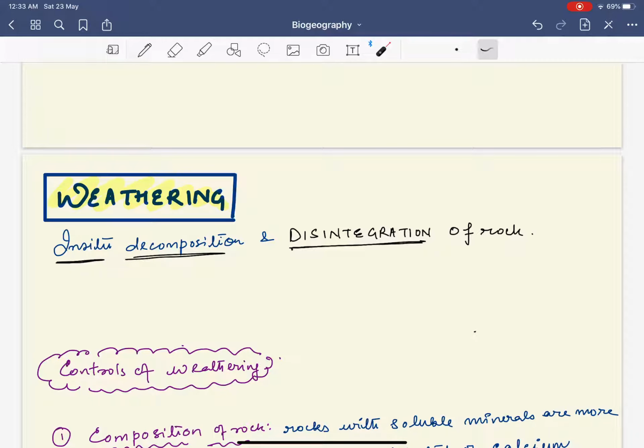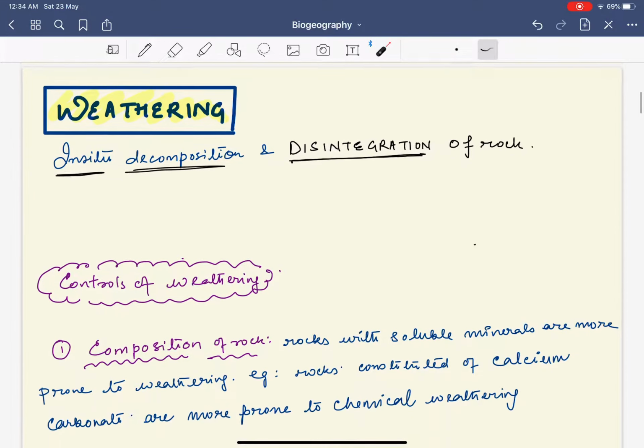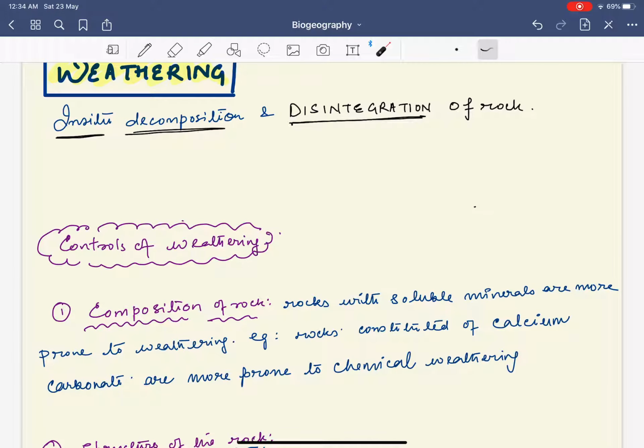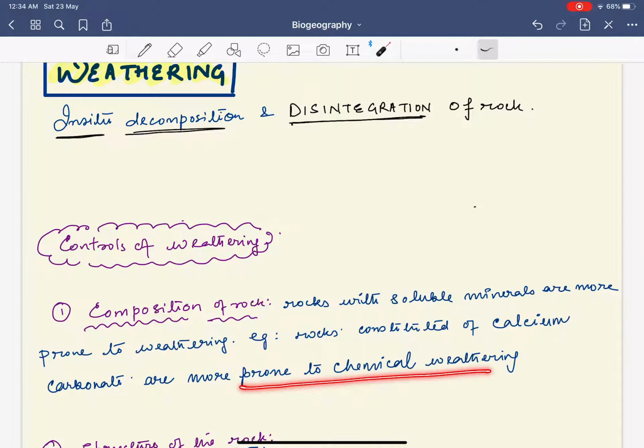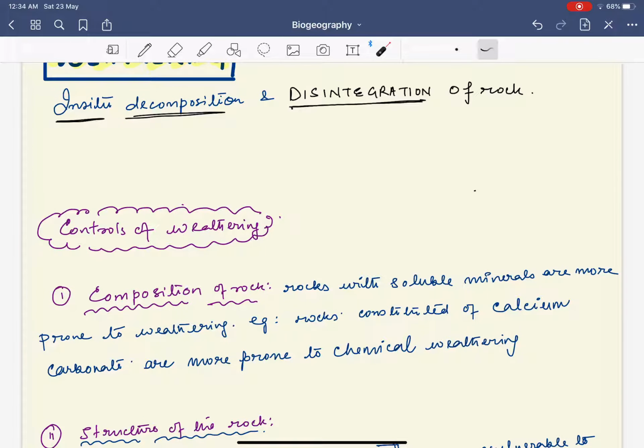Next, what are the controls of weathering? It means what actually affects the weathering. The first and foremost is the composition of the rocks. Rocks with soluble minerals are more prone to weathering. An example is rock constituting calcium carbonate, which is more prone to chemical weathering, as all of us know that calcium carbonate is easily soluble in water. Hence, rainwater or running water can easily dissolve calcium carbonate.